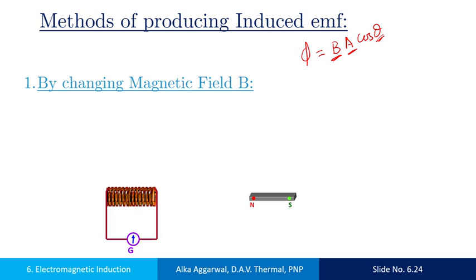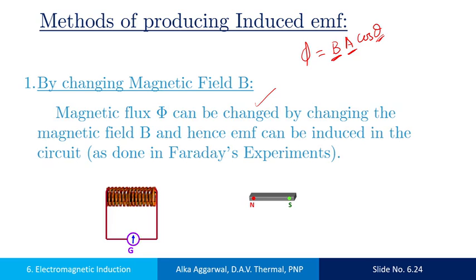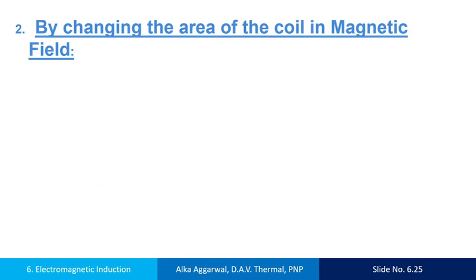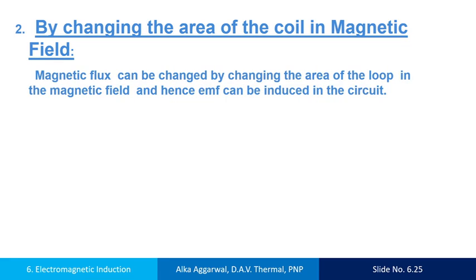First is by changing the magnetic field, as we have seen in the case of Faraday's law. That is, the magnetic flux is changed by bringing the magnet close to the coil or taking it away from the coil. The flux linked with the coil changes. The second is by changing the area of the coil in a magnetic field, as we have already done a numerical in which the area of the loop in the magnetic field changes. Now let us do it once again.